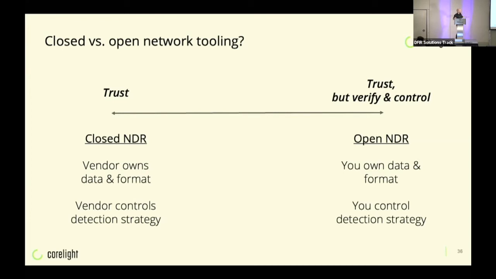On the closed side, that's going to largely be in the hands of your vendor, right? They're going to own the data and the format. Any new detections are probably going to come from the vendor's detection engineering team, which is great in some cases because that's what you're paying them for, right? But it can be challenging in some cases when you need more control and more immediacy in response capabilities. So it's not that one is necessarily good or bad. It's just there are trade-offs, right?